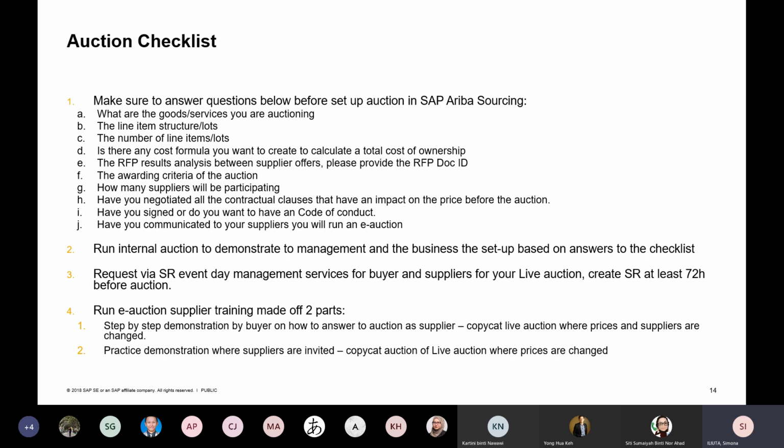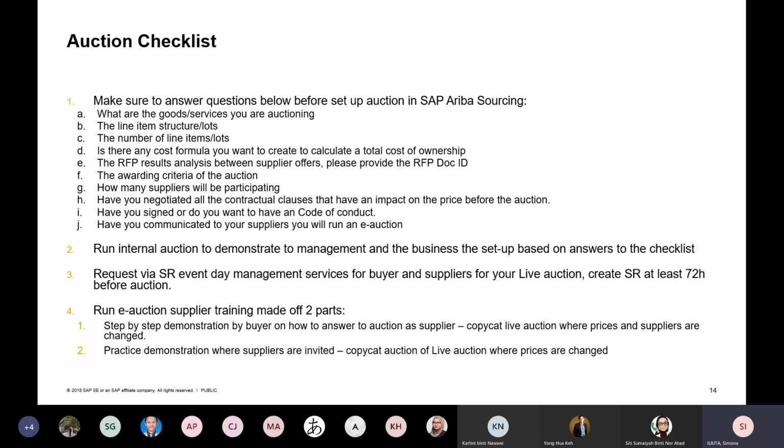So what are the goods and services that you are auctioning? Are you auctioning only goods? Are you auctioning services? Are you auctioning both? What is the line item structure? You know that in Ariba, we have line items, which is the smallest pricing structure that you can have, with a quantity and the price.